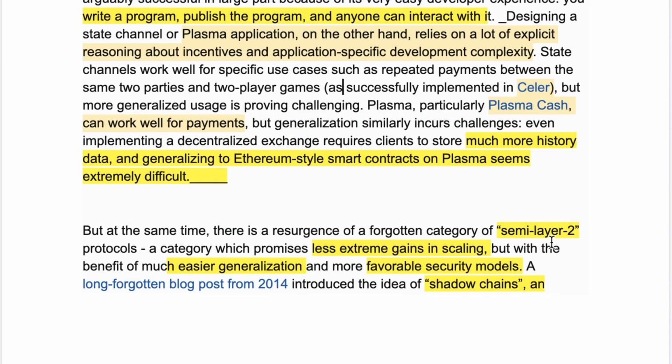Now, the thing is here with Plasma. Plasma Cash, for instance, can work well with payments, but using it in a general use case is very difficult, and the big challenge is the amount of data history that is saved. So Ethereum style smart contracts on Plasma seem extremely difficult, and that's because of the amount of data history that is used. So using Plasma on an exchange would be very difficult.